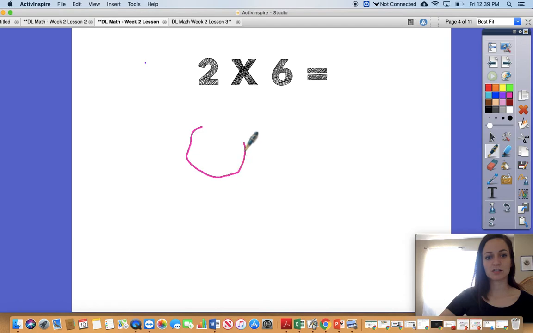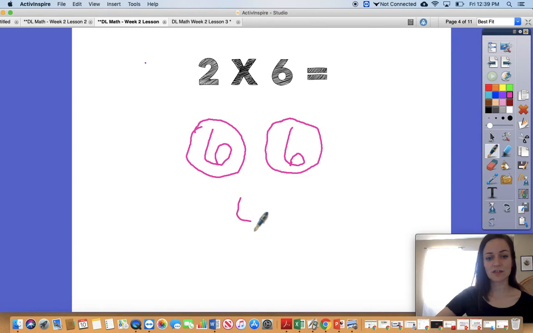This one shouldn't take too long to draw. Instead of doing the dots, you can do the dots, but I'm going to choose to just draw 2 groups of 6. There's 6 in each group, okay? I can also think of that as 6 plus 6, right? It's 6 2 times. 6 plus 6 equals 12. 2 groups of 6 is 12.